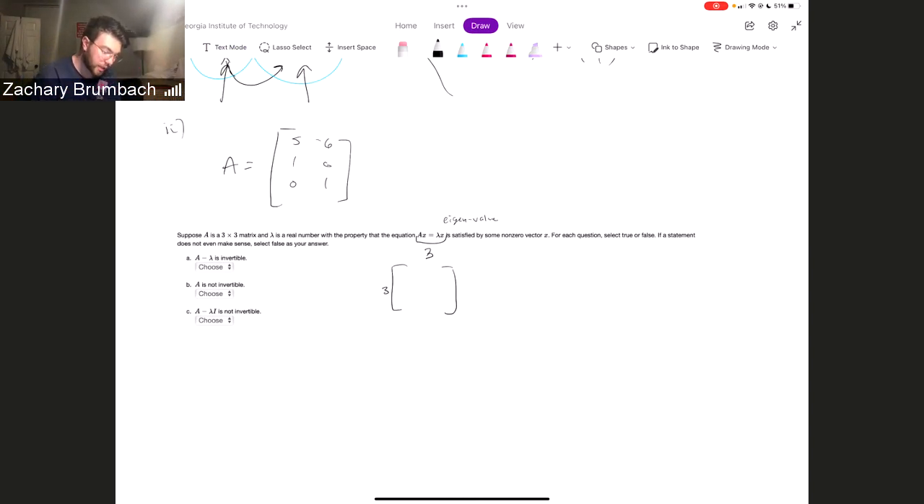A minus lambda is invertible. Yeah, that doesn't make sense, right? Because it's a 3 by 3 matrix minus a single number. And what does that even mean? That's false because that doesn't even make sense. A is not invertible. A might be invertible. We don't really know.